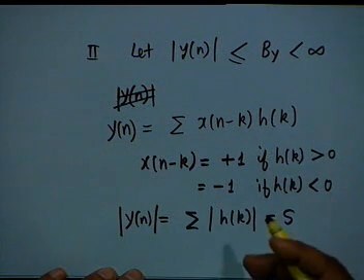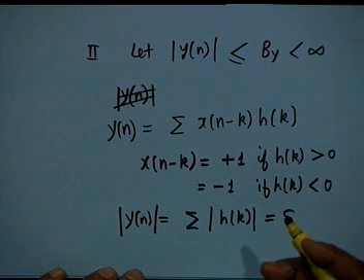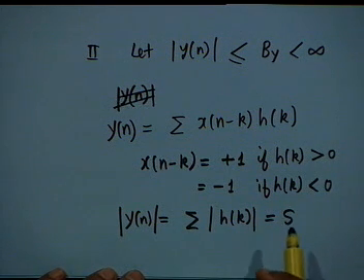So it is a proof of the theorem that an LTI system is BIBO stable if and only if h of n is absolutely summable. Absolute summation simply means the summation of the absolute value over all values of n is less than infinity. We shall use this a little while later to prove something else.